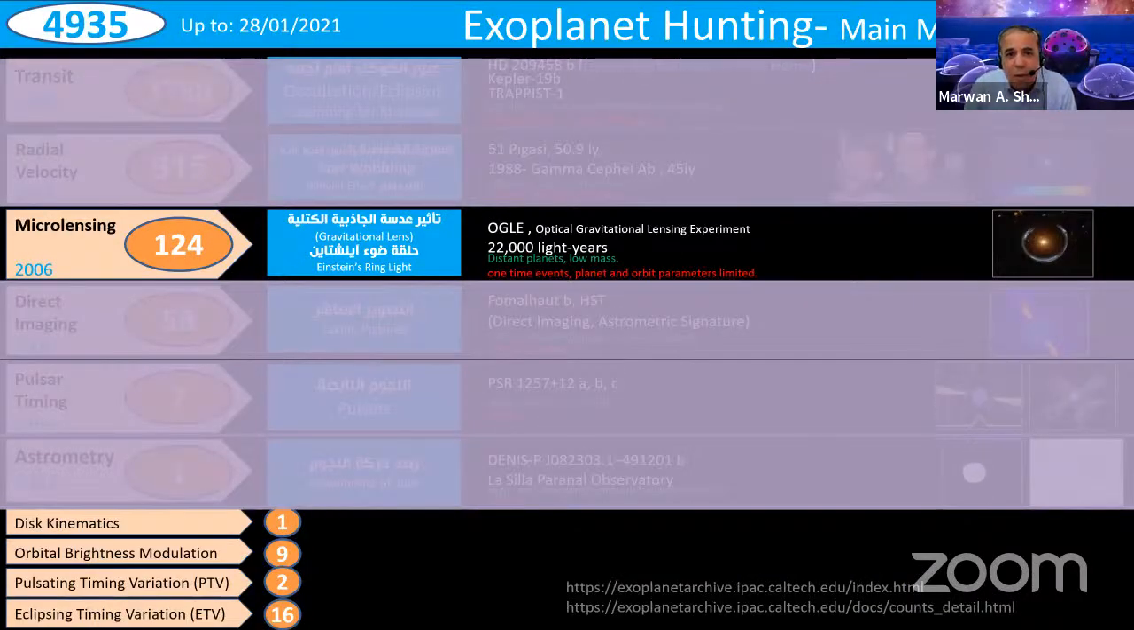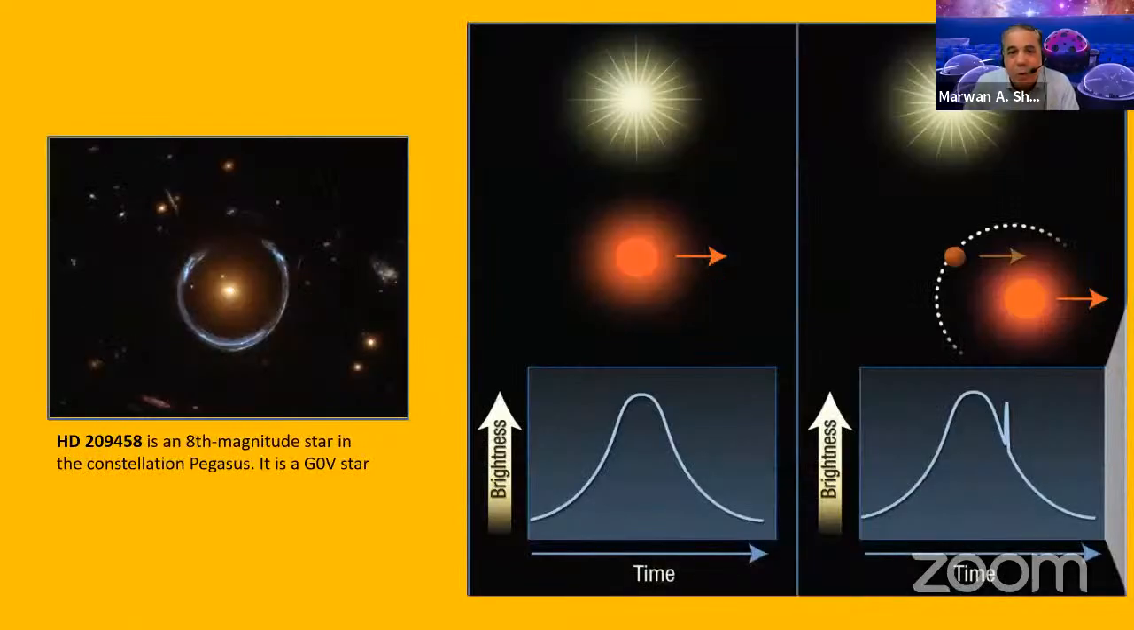The third method for discovering or detecting exoplanets is microlensing. This is Einstein's result, the gravitational lens by Einstein, or sometimes we call it Einstein's ring light. We will see how this works here.